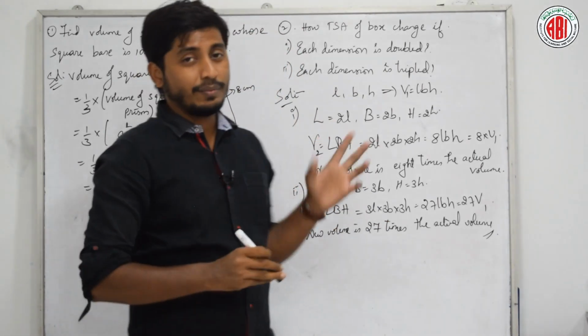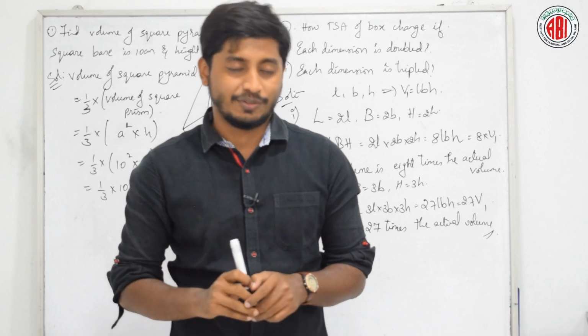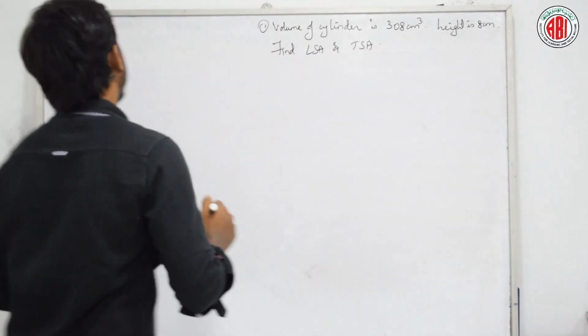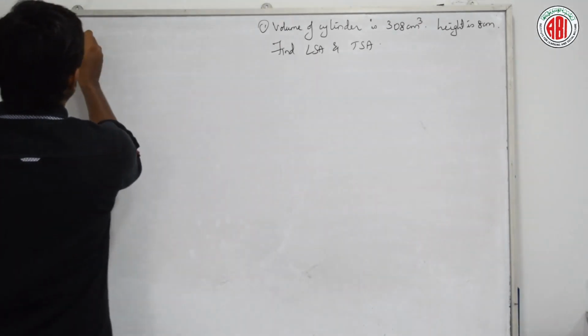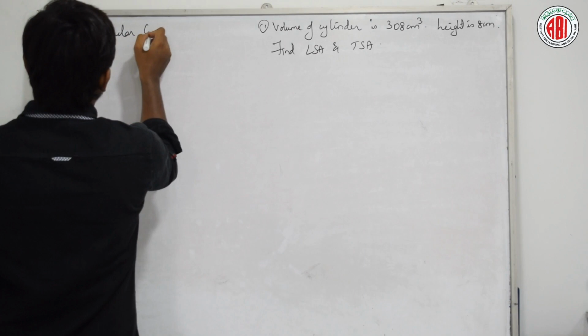These are all basic problems of cube and cuboid. Shall we move on to the next solid? Let's do. The next we are going to learn about is the right circular cylinder.